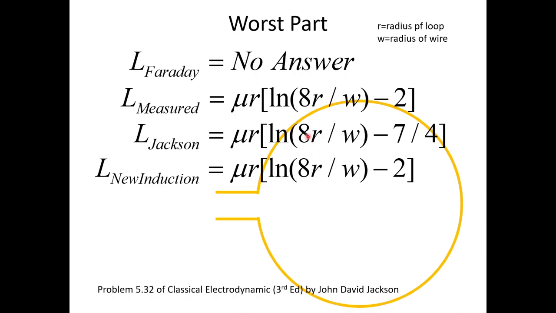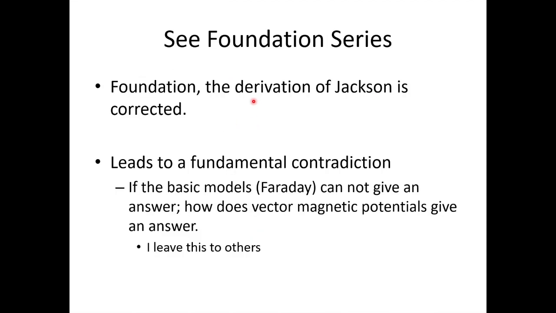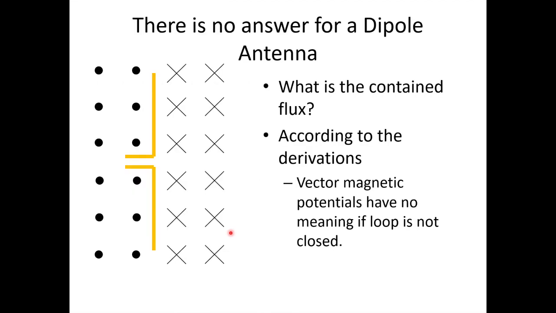So I'm not even going to bother going back to this, even if I could verify that they weren't doing funny business, which makes no sense. Because if the classical models say there can't be an answer, there's a singularity, there has to be a singularity in anything derived therefrom. So again, in the foundation series, I do correct Jackson's derivation so it does match. But again, if the basic models cannot give an answer, how does vector magnetic potentials give an answer? I'm going to leave this to others to figure out.